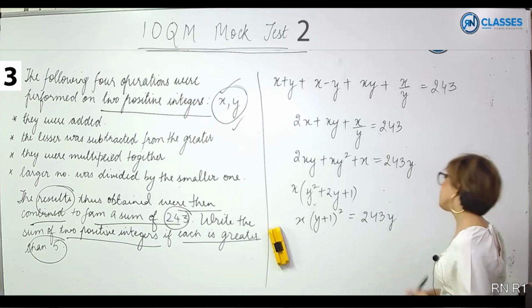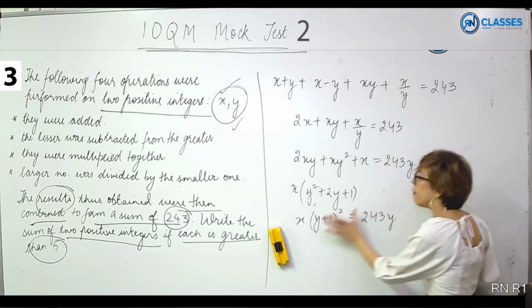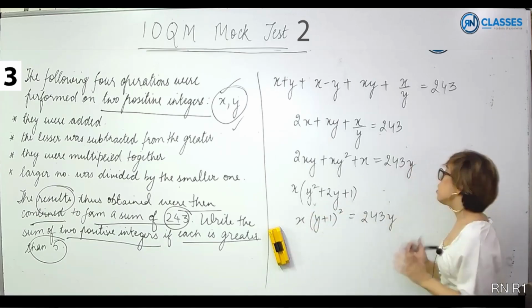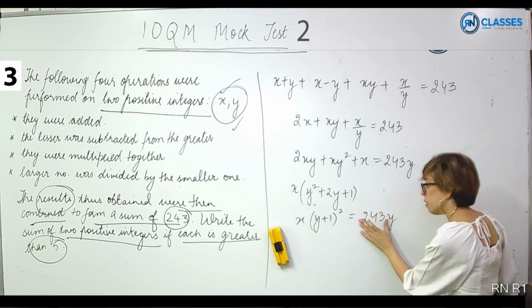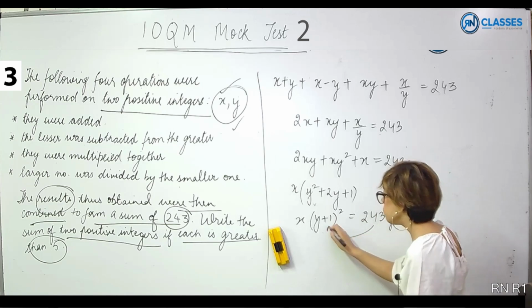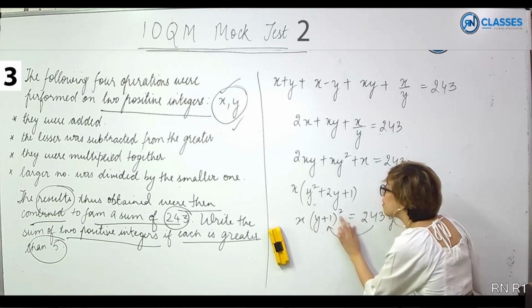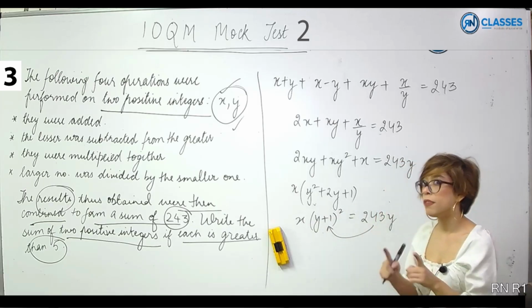Mind it, y will definitely not divide y plus 1 square. Y will divide x, that much I know. So the remaining thing, 243 must divide this one. Mind it, this is y plus 1 whole square. This is a perfect square.